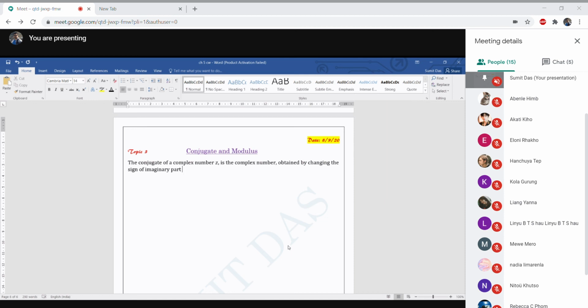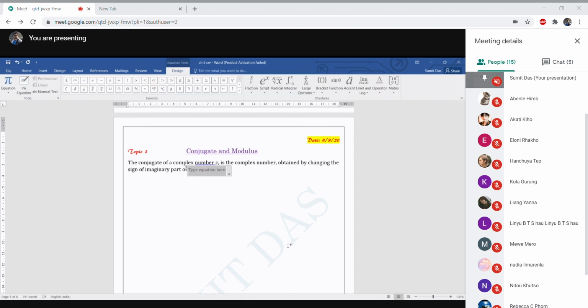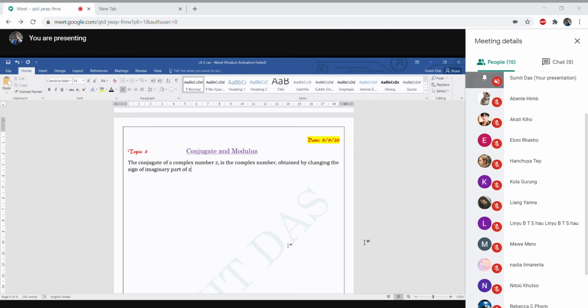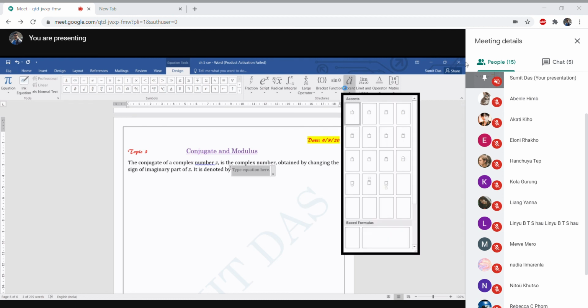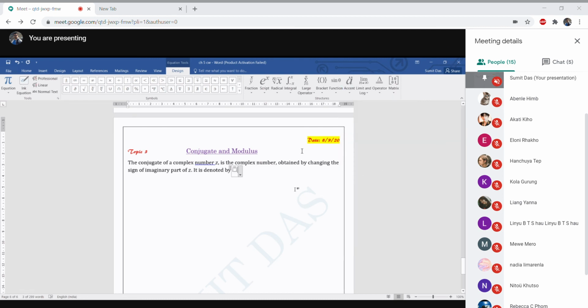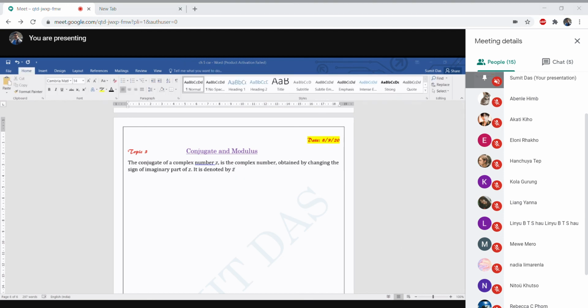Imaginary part of Z. It is denoted by Z bar. Denoted by Z bar. Okay. So Z bar. Let's give one example, then it will be much more clear.